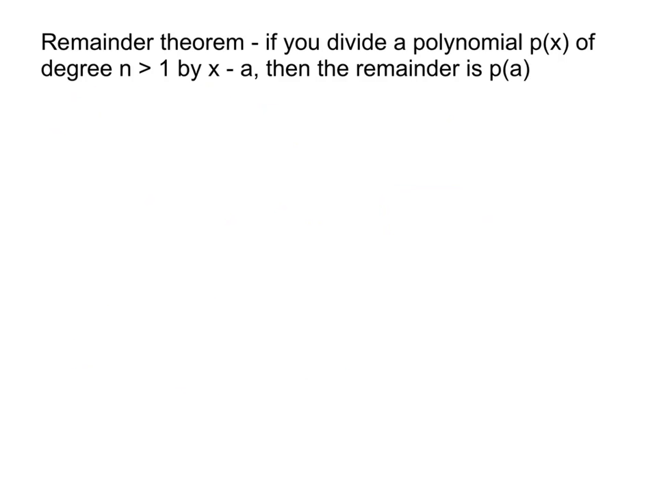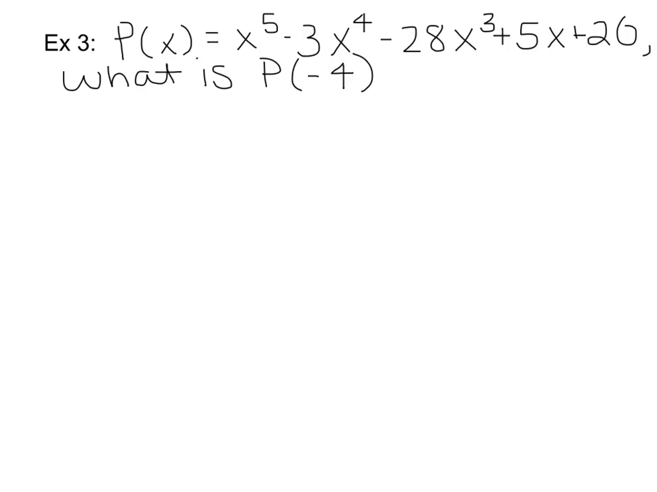The remainder theorem says that if you divide a polynomial, which p of x is our polynomial, with a degree that is greater than or equal to 1 by x minus a, then the remainder is p of a. All what that means is you take what you're dividing by, and if you plug it in for x, it's going to tell you the remainder. Let's look at an example using the remainder theorem.